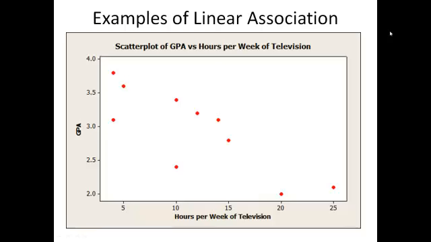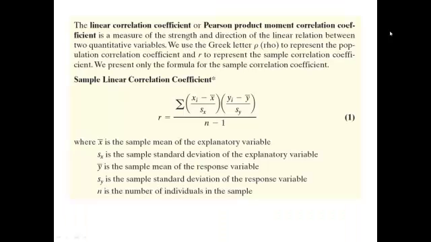And so that's going to take us to what we'll call the linear correlation coefficient. Sometimes you'll see textbooks call this the Pearson product moment correlation coefficient. It's usually given by the symbol little r.